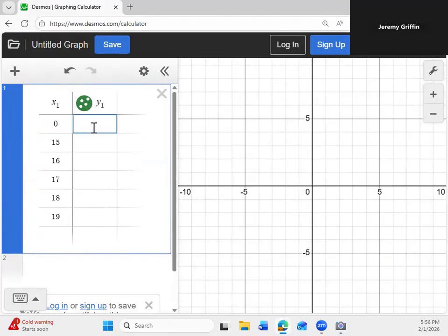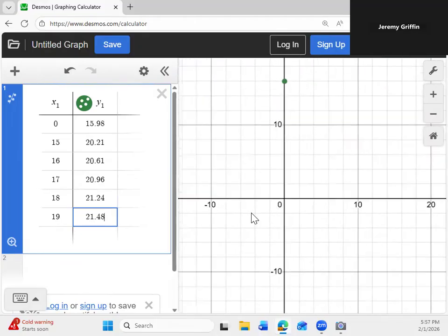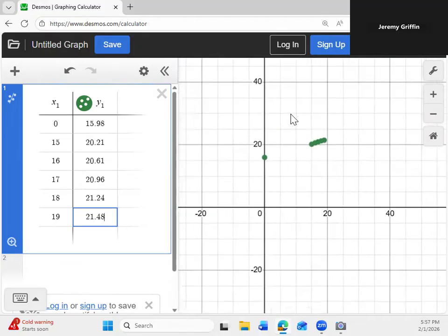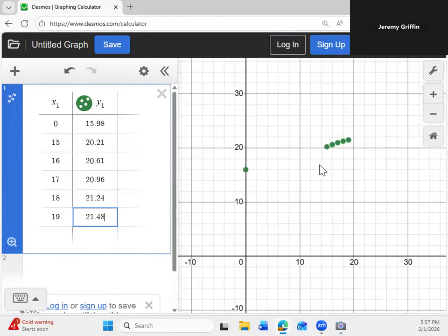Then the population in millions, we got 15.98, 20.21, 20.61, 20.96, 21.24, 21.48. Now, since this is real data, or you can assume this is real data, the real world's going to be a little bit messy. It might not land exactly on a curve, but maybe we can model this.